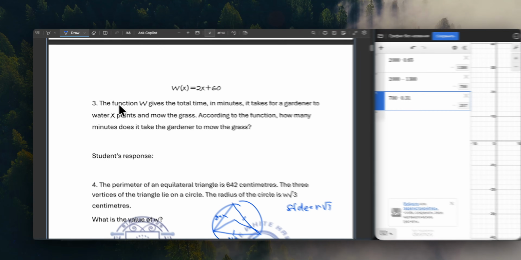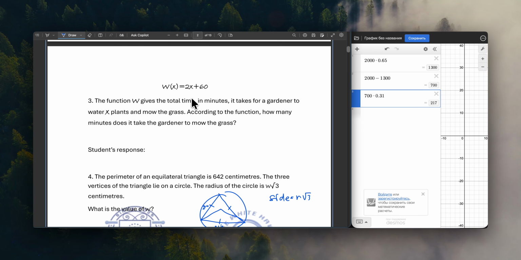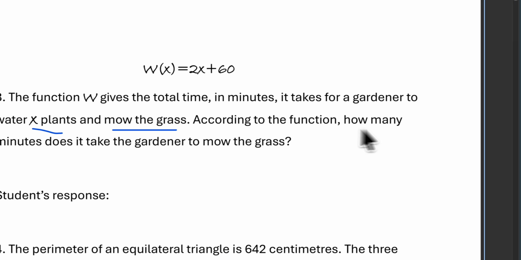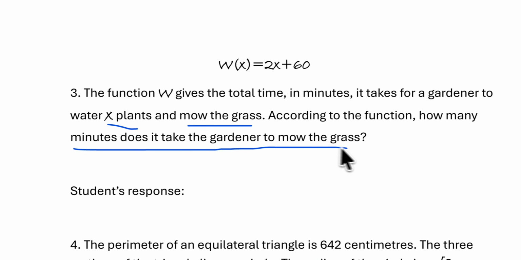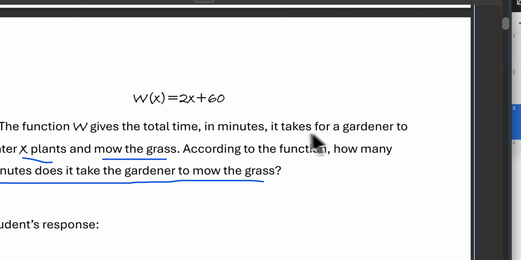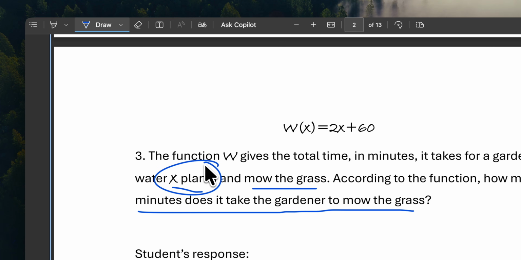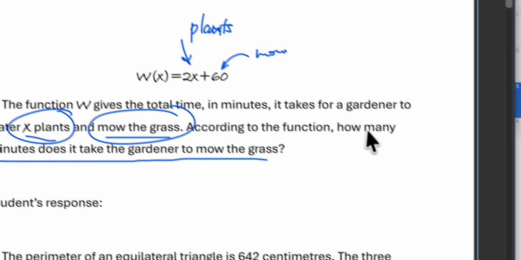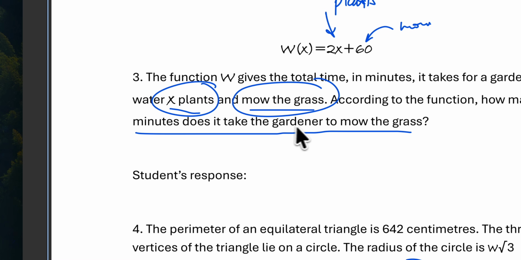The third one, the function w gives the total time in minutes it takes for a gardener to water x plants and mow the grass. According to the function, how many minutes does it take the gardener to mow the grass? So we have x, the number of plants, here, and somewhere we have the time to mow the grass. I suppose that is the side of mowing the grass. How many minutes does it take the gardener to mow the grass?